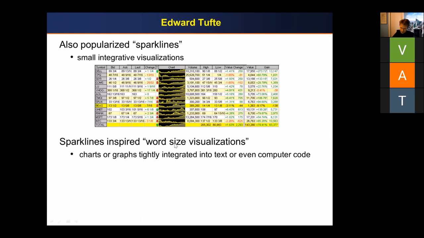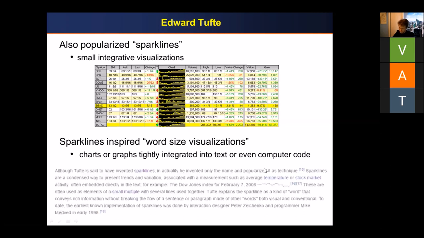And this has actually inspired what's called word-sized visualizations, where you put a chart or graph and tightly integrate it into text or even computer code. For example, here is a graph that takes up the same amount of space as a regular word, but describes some sort of trend, like the Dow Jones Index for February 7. It integrates as a word into a piece of text. It's kind of like a sparkline, but now word-sized. I really like this kind of thing, because a picture says more than 1,000 words. You couldn't describe the Dow Jones Index like this; you have to have a picture for it.